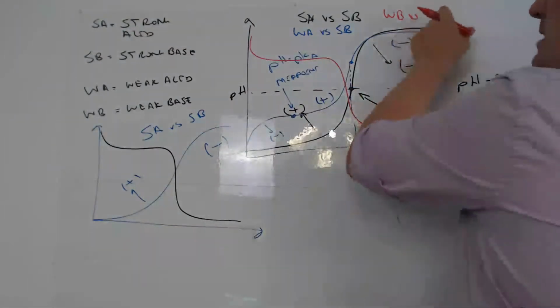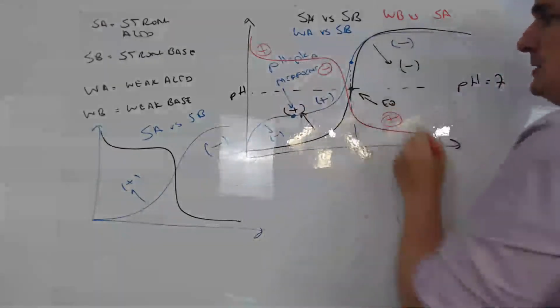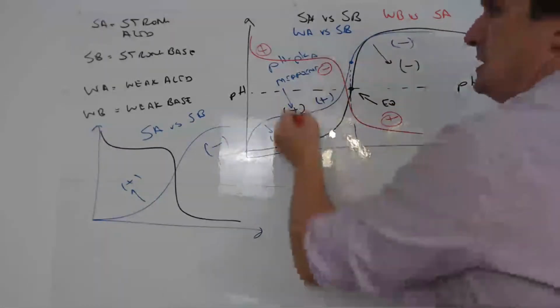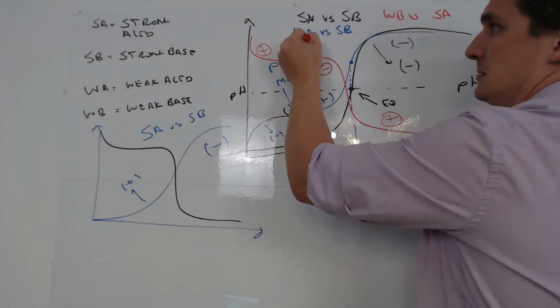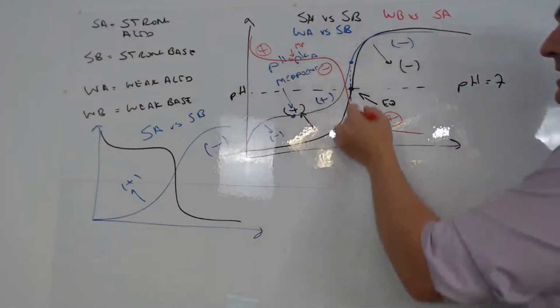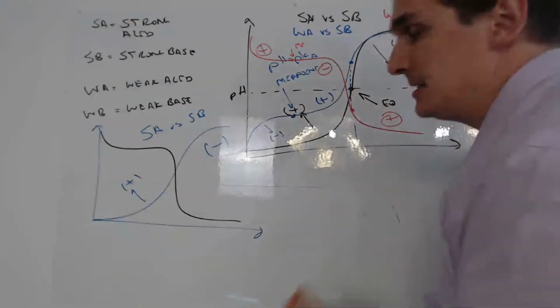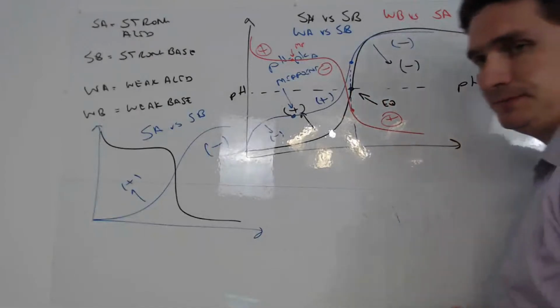But if we have a weak base versus a strong acid, we start with a positive curvature, negative, and then we end up with a positive curvature. We still have our midpoint, which represents our inflection point from positive curvature to negative curvature. And at equivalence, instead of having a high pH, we have a low pH because we only finished with the conjugate acid.